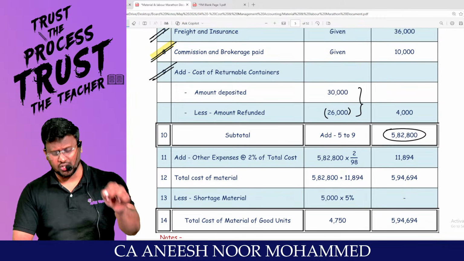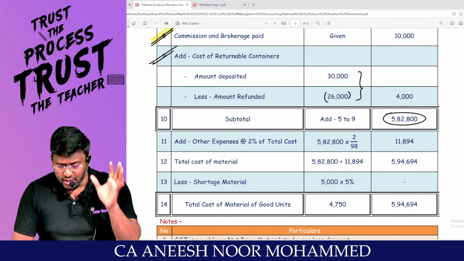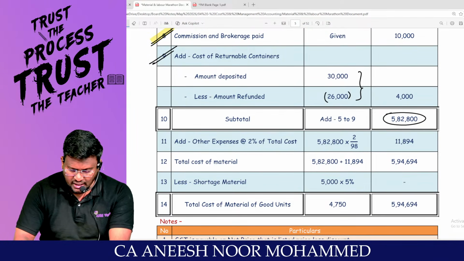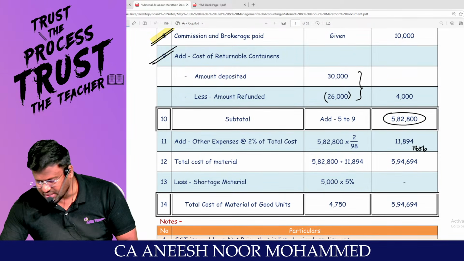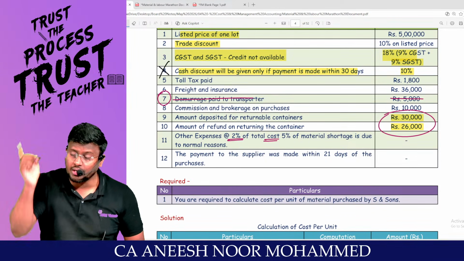Till now, whatever cost you have incurred, in that how much percentage? 2%. Here one logical mistake we will be doing. What will we be doing now? 5,82,800 into 2% we will do. You will be getting 11,656. What is the question? Sir, 2% of the total cost.